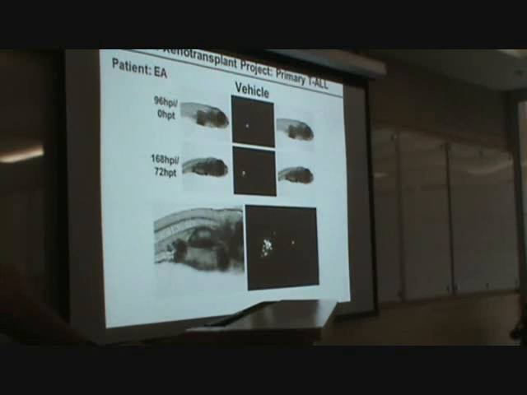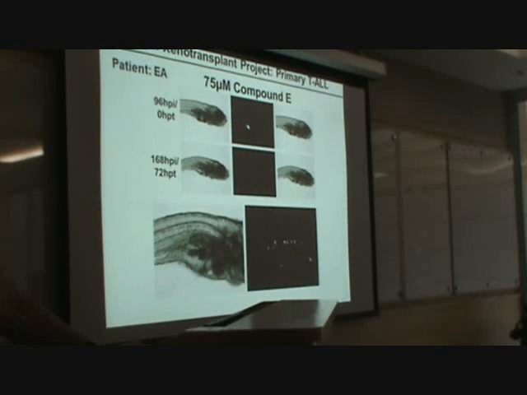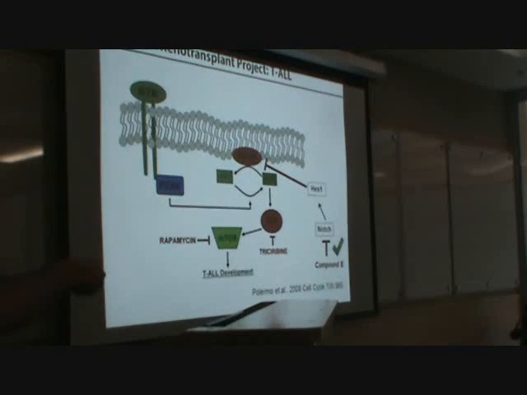And so if we take patient EA, put their cancer in the fish, here we have just treatment with DMSO as vehicle, we get a tumor mass. If we treat them with rapamycin, we get a tumor mass, but it's not as large. When we gave them compound E, no tumor mass. Compound E works. Excellent. So what does that mean for our pathway? Well, it means that possibly Notch is mutated. That would be a hypothesis that we can test.